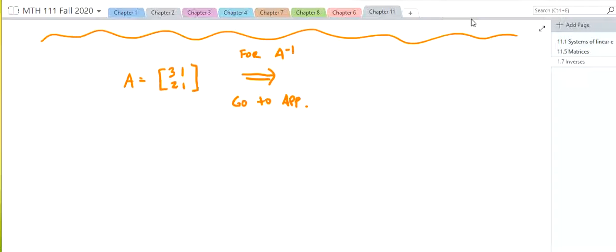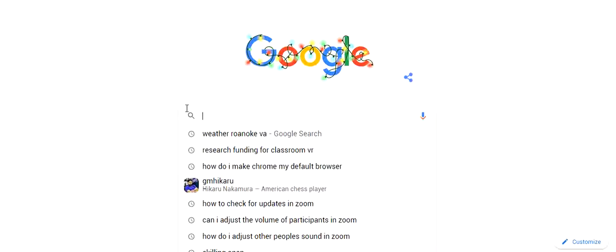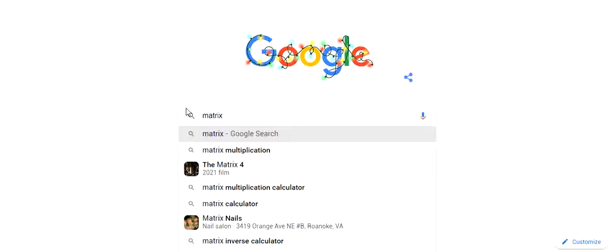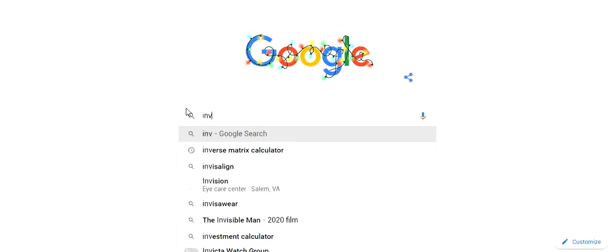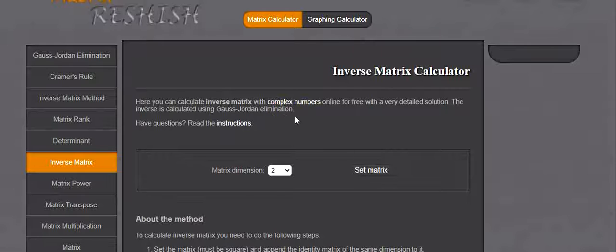Now you might be rolling your eyes, but this is not as hard as it sounds. For example, just go to Google and type in inverse matrix calculator. I've done this before, so it pops up. Type it in and look and see what you got. I'll just pick the first one, and here is an application that does a matrix inverter.